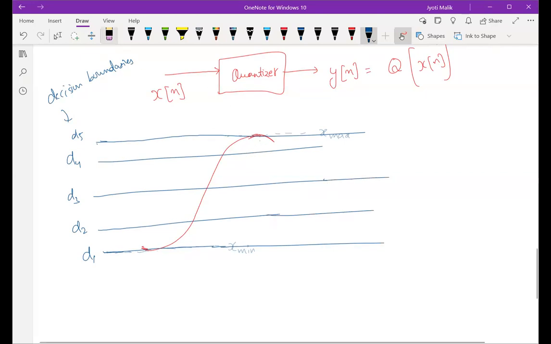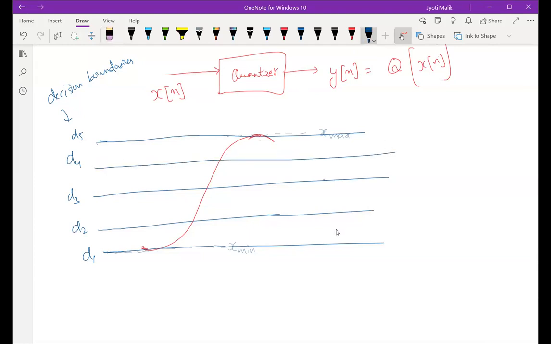Then you have to find out the midpoint of all these decision boundaries. So you see, the midpoint of these two decision boundaries will lie somewhere here. Then for these two, somewhere here. Then for these two, this will be the line which is the midpoint. For these two, this is the line which is the midpoint, right?